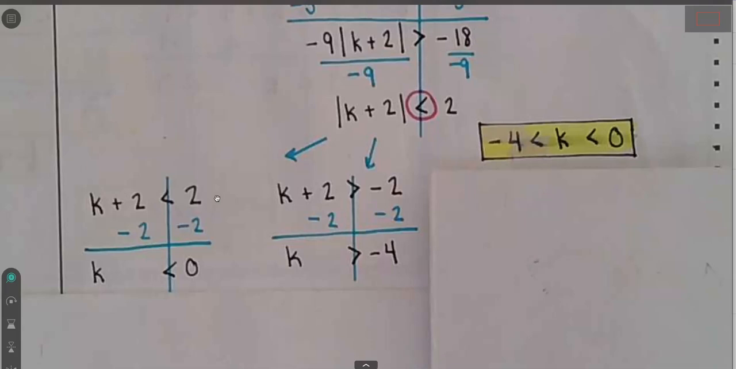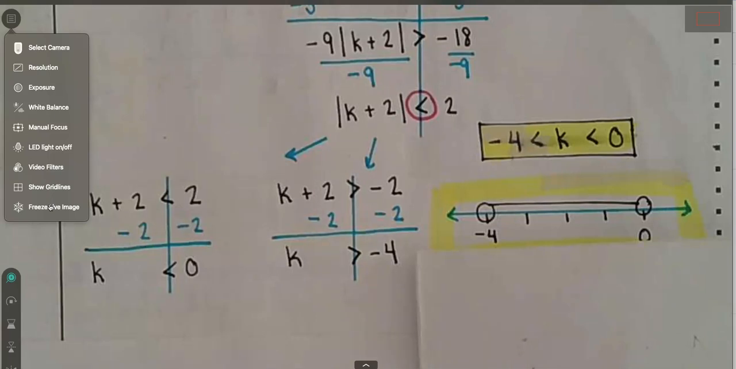All right, everyone got it? Here is the answer. So the arrows go between negative 4 and 0. The circles are open because the inequality symbols are not underlined. Any questions on the graph?